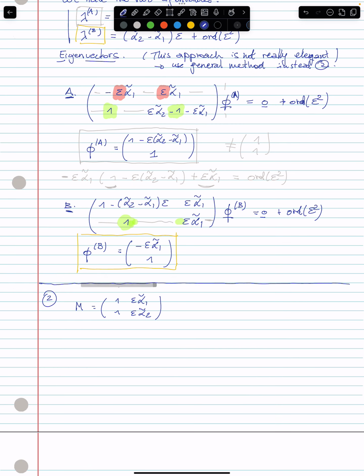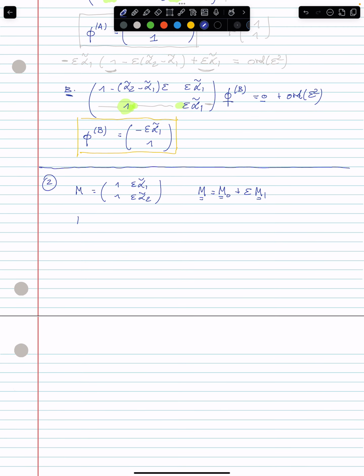And to make it convenient, you might have understood from previous videos that I like to rewrite M in a more generic format. In this case, we only have terms of order 1 and epsilon, so I can just rewrite it this way, where M0 is this matrix. At the same time, it just gives you a better view on how the unperturbed problem is and how the perturbations enter in the problem.